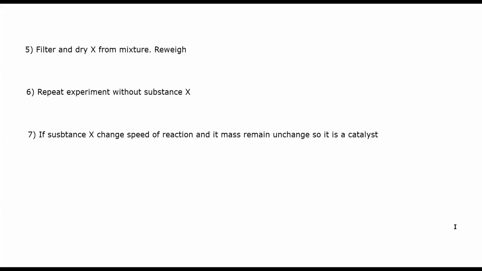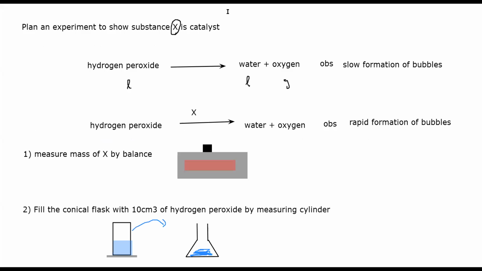So I'll just repeat. Look what we did. A common lab apparatus, we use hydrogen peroxide. Hydrogen peroxide is an unstable liquid. Even at room temperature, it can decompose into water and oxygen. So this is a common liquid which is used for identifying whether a substance is a catalyst or not.